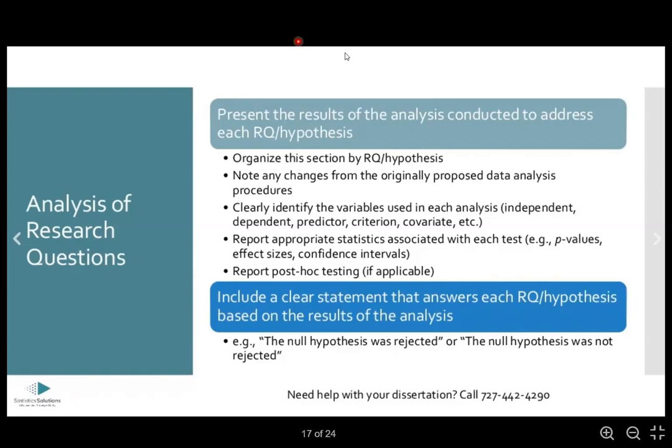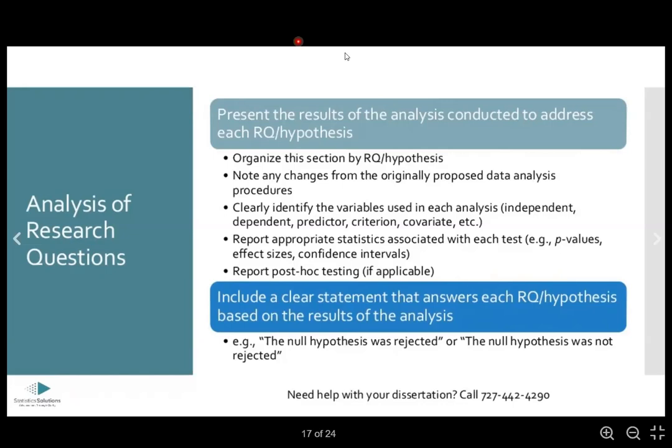And then, as we spoke about earlier, here you may also report the results of your post hoc testing if you conducted a post hoc test. And then this is the reason that you did this study. The next step is to indicate whether or not you rejected or failed to reject your null hypotheses. So you want to make sure that you have a very clear statement to that effect so that the reader knows whether or not your hypotheses were supported in the data.